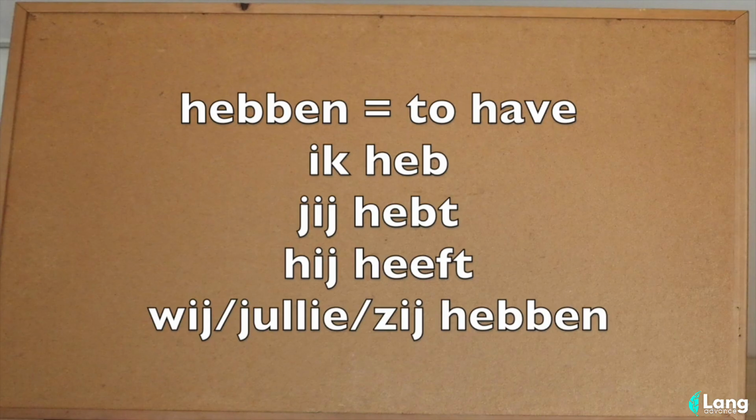Next one is hebben. There's one little exception there in the third person. It's hij heeft. Mind as well that there's a double B, so we have to make it single there, and it becomes ik heb, jij hebt, hij heeft, wij, jullie, zij hebben.